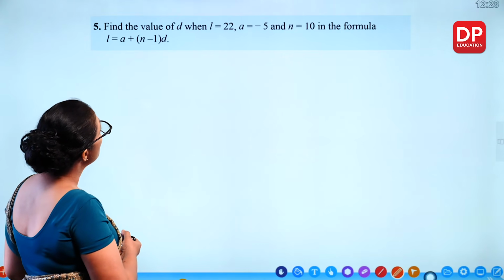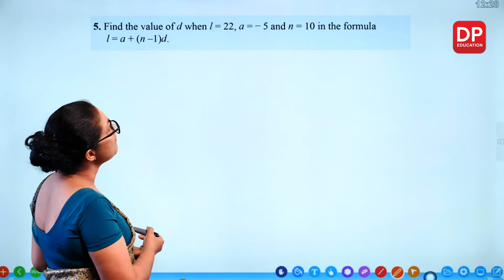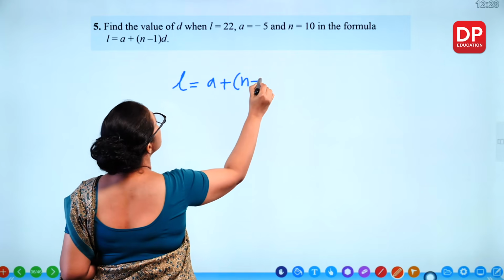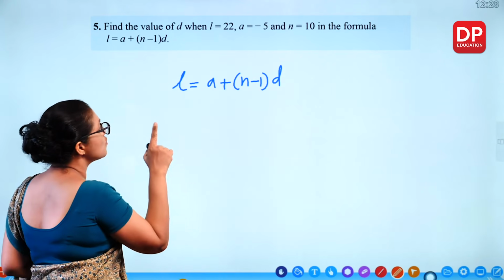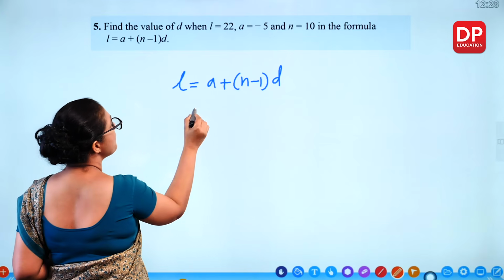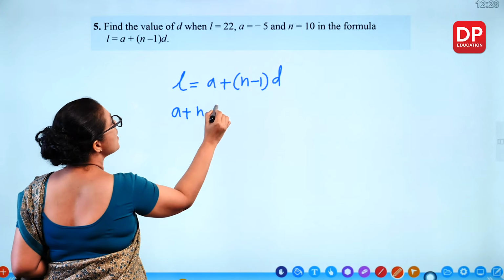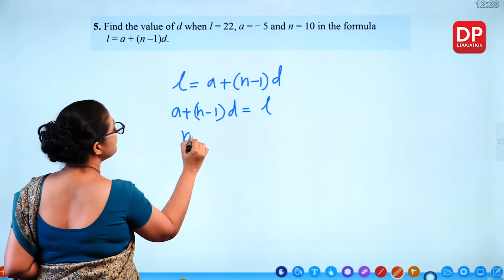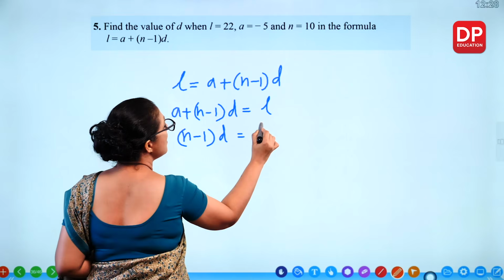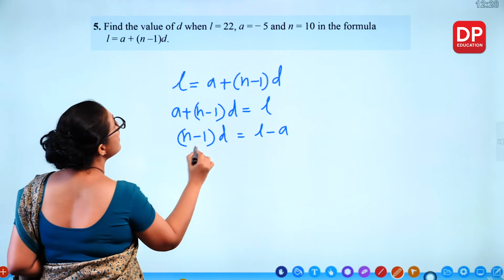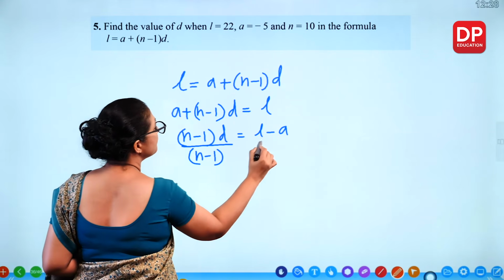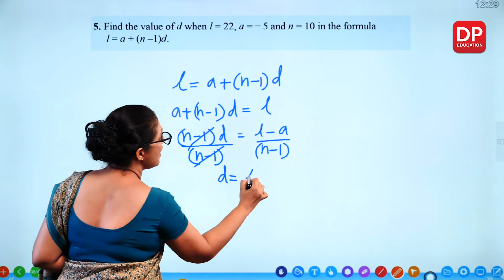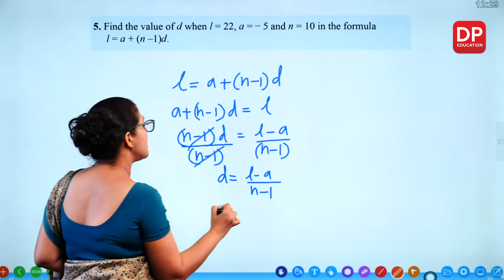Find the value of d when l equals 22, a equals minus 5, n equals 10 in the formula l equals a plus (n minus 1)d. So you need d. So we'll make d the subject of the formula. A plus (n minus 1)d equals l. Now subtract a. This becomes l minus a. Divide this by n minus 1. So you get d equals (l minus a) over (n minus 1).